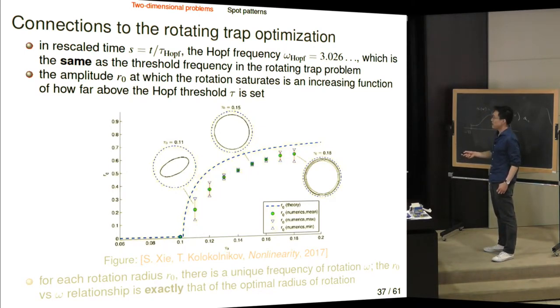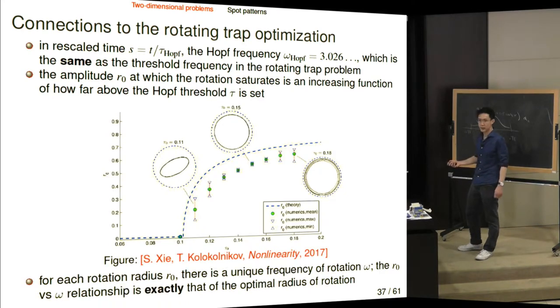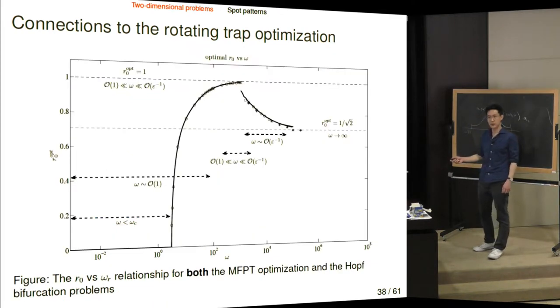So this amplitude R naught at which the rotation saturates is an increasing function of how far above the threshold you set tau. So this is tau naught, right? And this is the rotation frequency. So, the rotation radius. So it's not always going to be stable, right? So the circular orbit is not always going to be stable, but it's predicted that it follows some kind of R naught versus tau relationship, okay? So this is tau, the Hopf bifurcation threshold, right? And for each rotation radius, there's a unique associated frequency of rotation. And that radius versus rotation frequency relationship, right, is exactly given by this relationship.